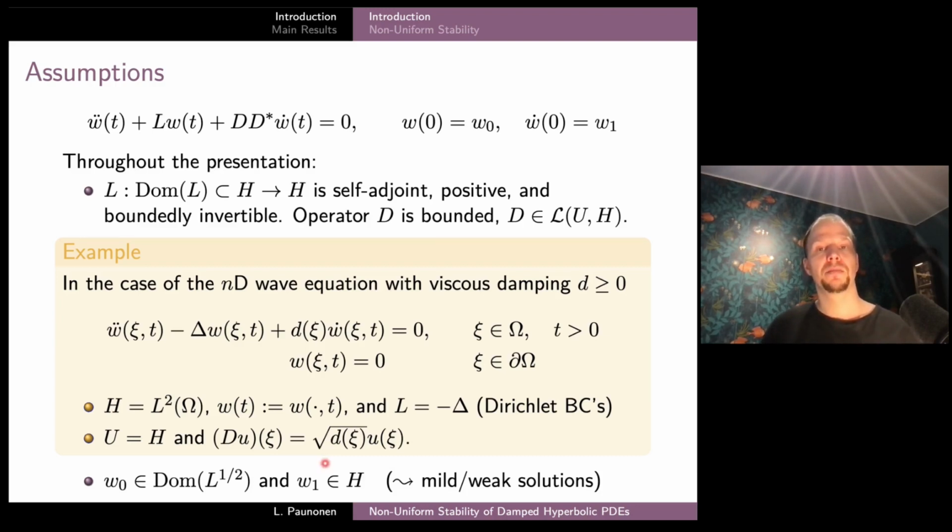And finally, the initial conditions of the equation also require some conditions, which I'm not going to consider in detail in this presentation, but I'll just mention that under relaxed assumptions, these conditions correspond to mild or weak solutions of the original PDE, and under additional smoothness assumptions we can consider classical solutions of the PDE.